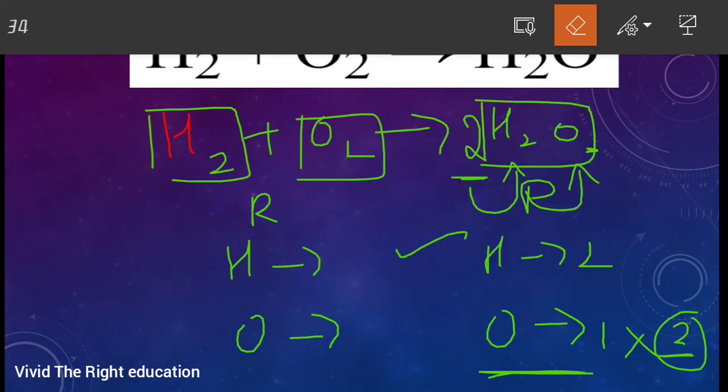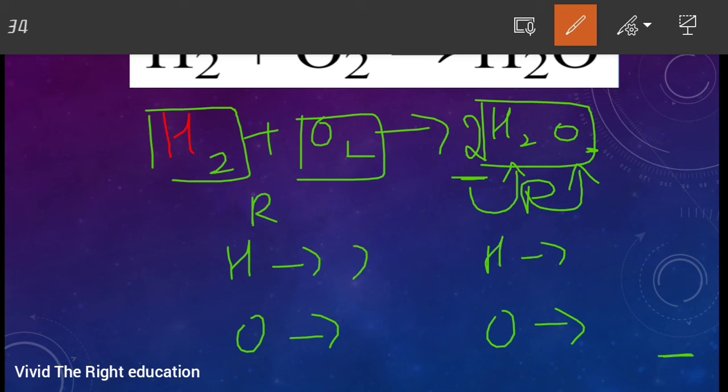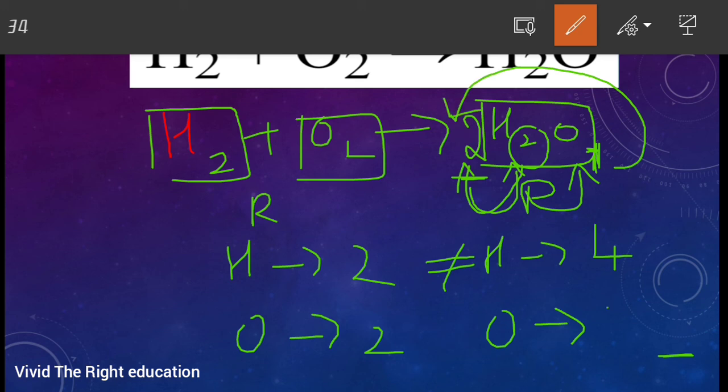Now we'll see the next step after writing the 2. So hydrogens, how many do we have? We have 2 on the reactant side. On the product side, just look here, we have 2. This 2 is multiplying with this 2 and it is ending with 4. Is it equal? Definitely it is not equal, right? How many oxygens do we have on the reactant side? We have 2. On the product side we had 1 earlier and 1 is multiplying with this 2 and it is ending with 2. So the oxygen is balanced now. Oxygen is equal but not the hydrogen. Now I need to balance the hydrogen.